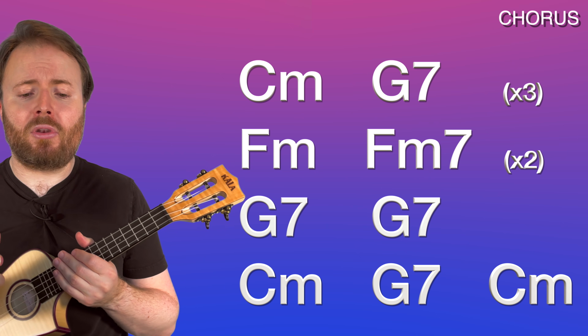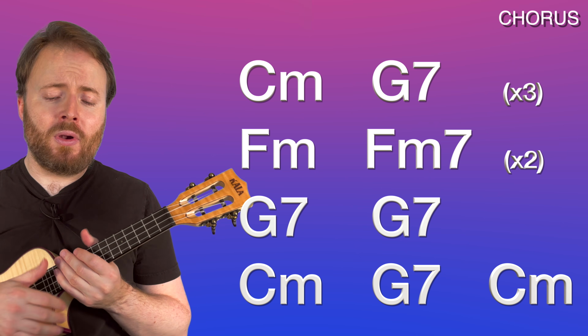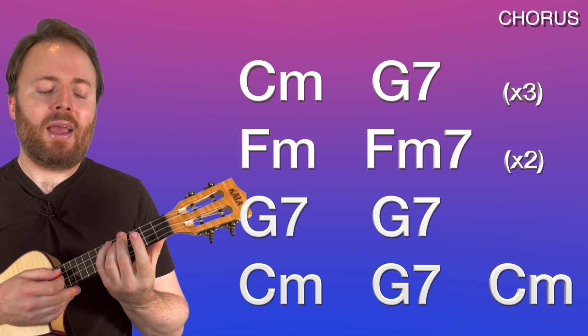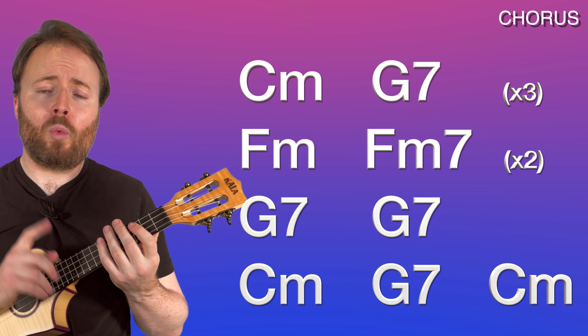And that brings us into our chorus, and the chord pattern for the chorus is very similar to the chord pattern throughout the verse. You play C minor to G7 three times through, then you play the F minor pattern twice, the G7 pattern twice, and then C minor to G7 to C minor one more time to finish. It should sound something like this.